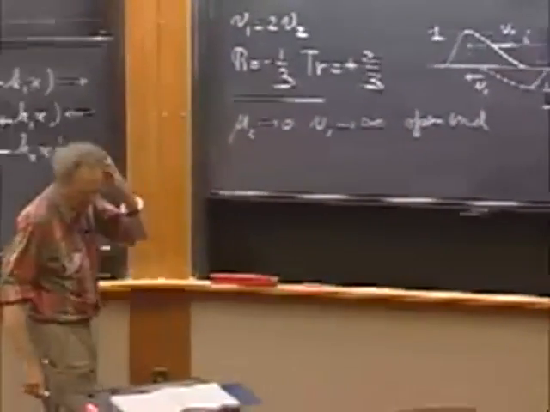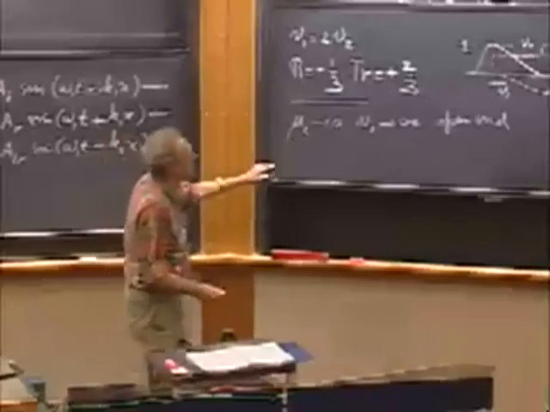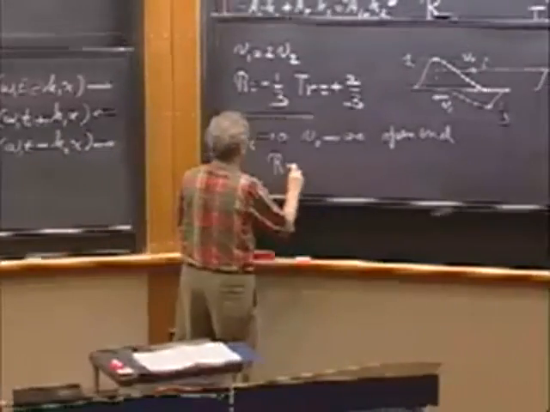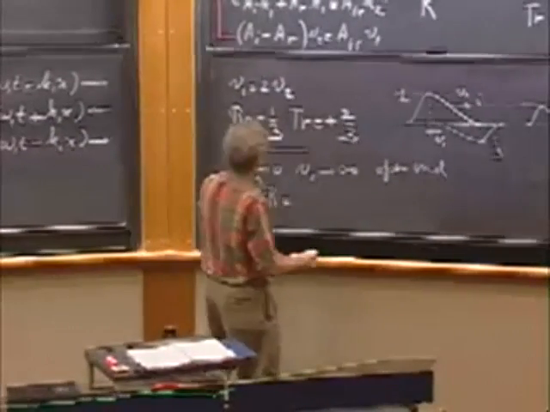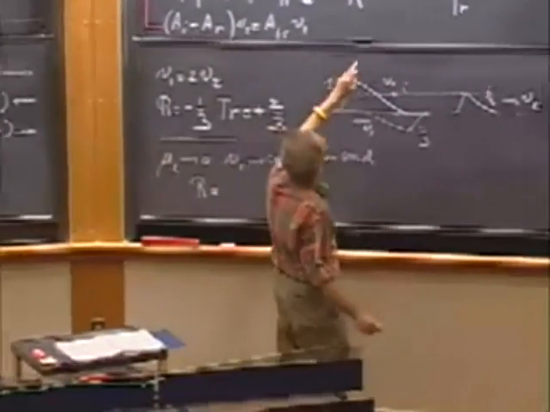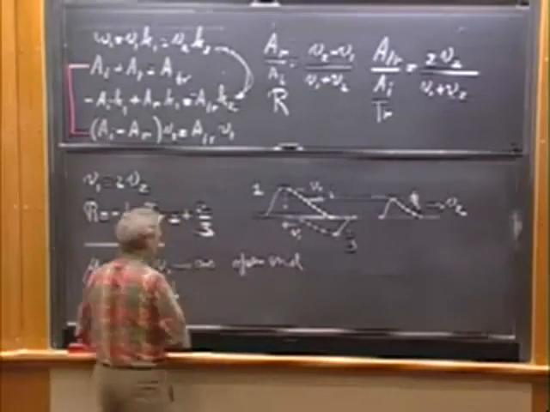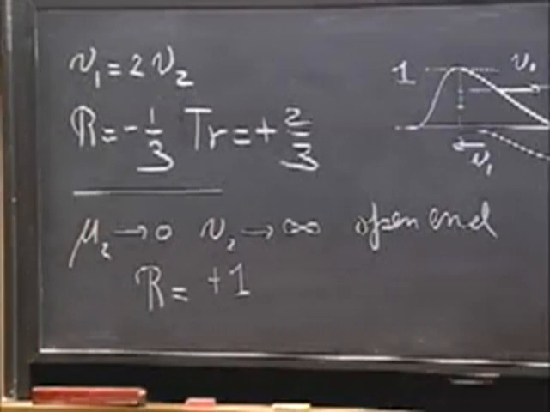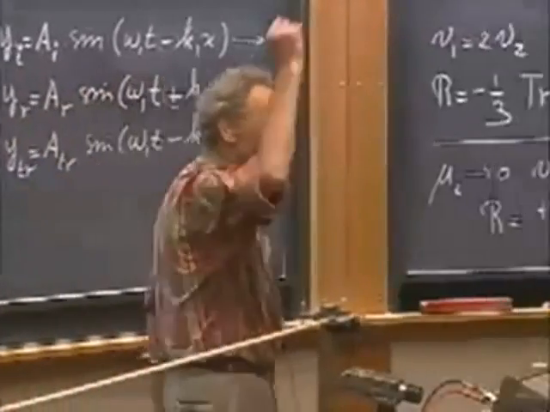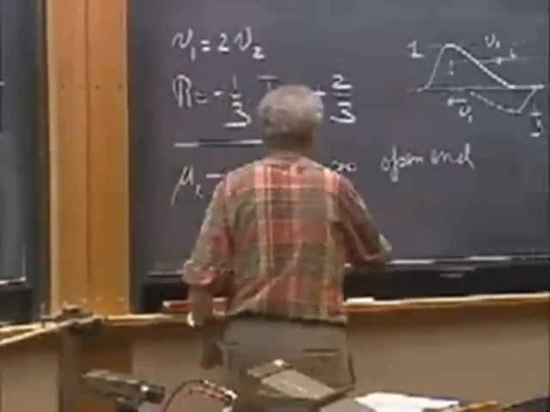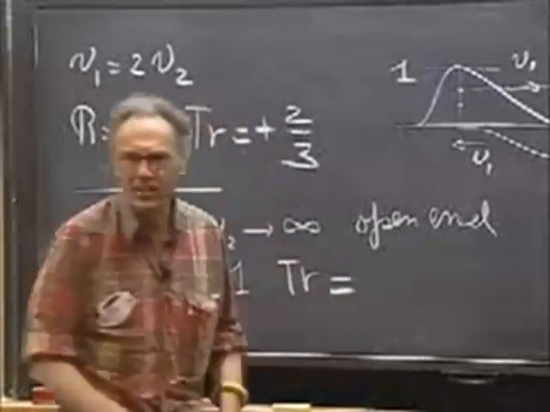I can now go to my equation and ask what R is. And I will be very pleased when mu2 is 0, when V2 goes to infinity. When V2 goes to infinity, this is +1. Mountain comes back as a mountain. All of you predicted that last time. An open end, a mountain comes back as a mountain. Yuppie, physics works.